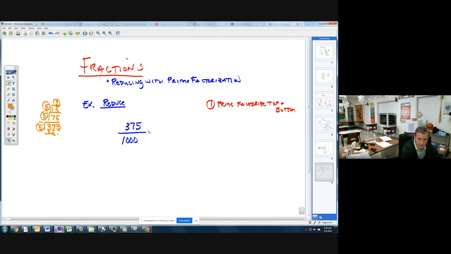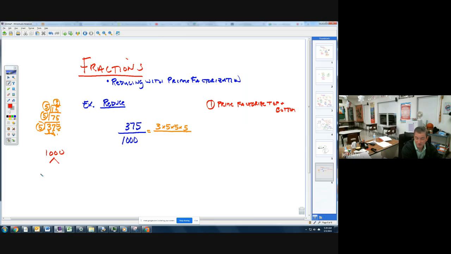So I want to rewrite those up top over here. I know that 375 is 3 times 5 times 5 times 5, and I would write them in order just because sometimes it's good to be organized. Okay, so there is the 375 prime factorized. Now let's do 1,000 prime factorized.